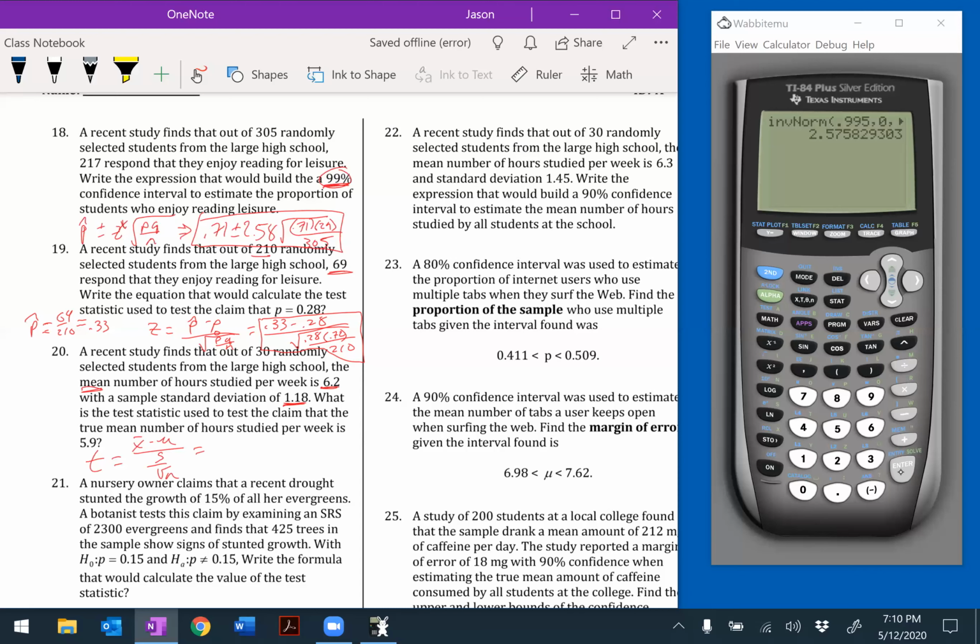So X bar was the mean, which was 6.2. So this is going to be 6.2 minus 5.9 all over 1.18 all over the square root of 30 randomly selected students.